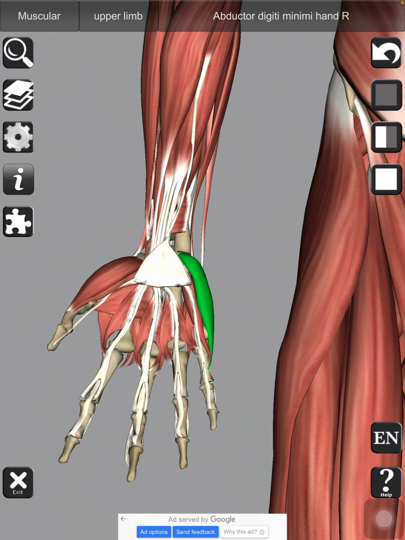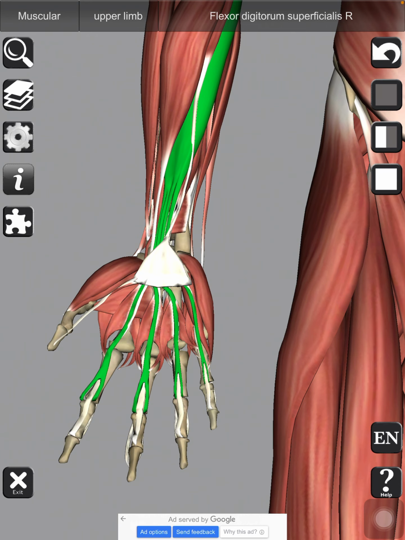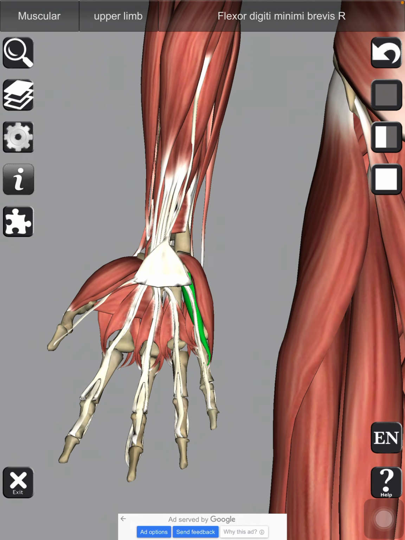So this is abductor digiti minimi, flexor digitorum superficialis, flexor digiti minimi brevis, abductor pollicis brevis, flexor pollicis brevis, and adductor pollicis. One more muscle you should know is opponens pollicis, which is not shown in this.